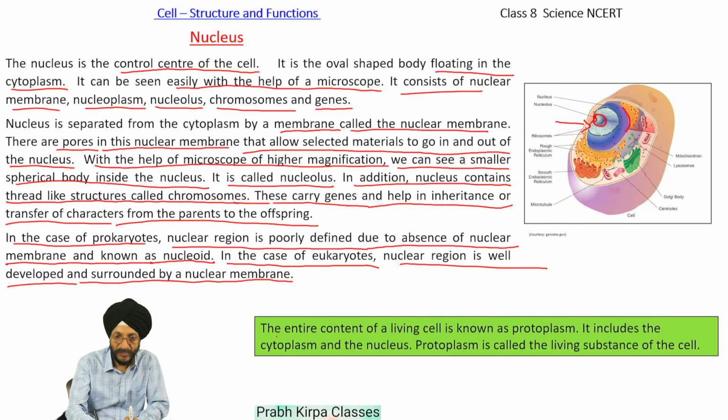The entire content of a living cell is known as protoplasm. We have earlier read about cytoplasm. Now we are reading about protoplasm. The entire content of a living cell is known as protoplasm. It includes cytoplasm and nucleus. Protoplasm is called the living substance of the cell. There may be a question in the exam: which is called the living substance of the cell? Our answer will be protoplasm.